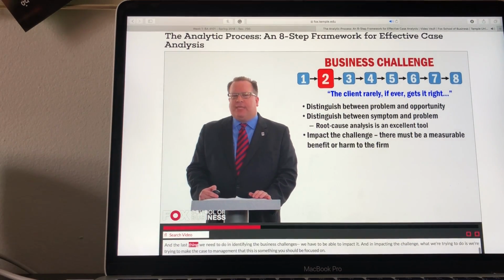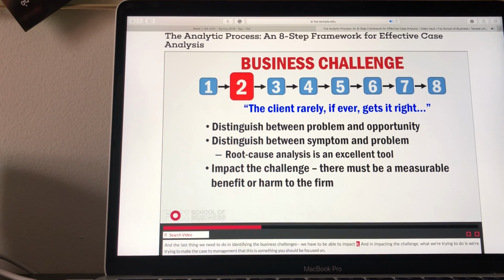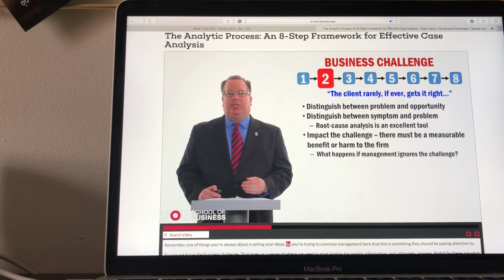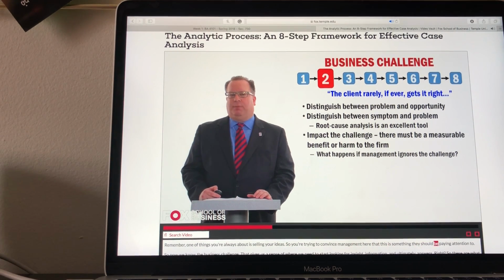And the last thing we need to do in identifying the business challenge is we have to be able to impact it. And in impacting the challenge, what we're trying to do is make the case to management that this is something you should be focused on, right? And so we want to make sure that we can communicate it in some measurable terms. What is the economic harm that the firm is going to experience if management chooses to ignore this challenge that I've identified? Or how much money are we leaving on the table if we fail to pick up this opportunity that may be available to us? All right. Again, down here at the bottom, you'll see what happens if management ignores that challenge. Remember, one of the things you're always about is selling your ideas. So you're trying to convince management here that this is something they should be paying attention to.